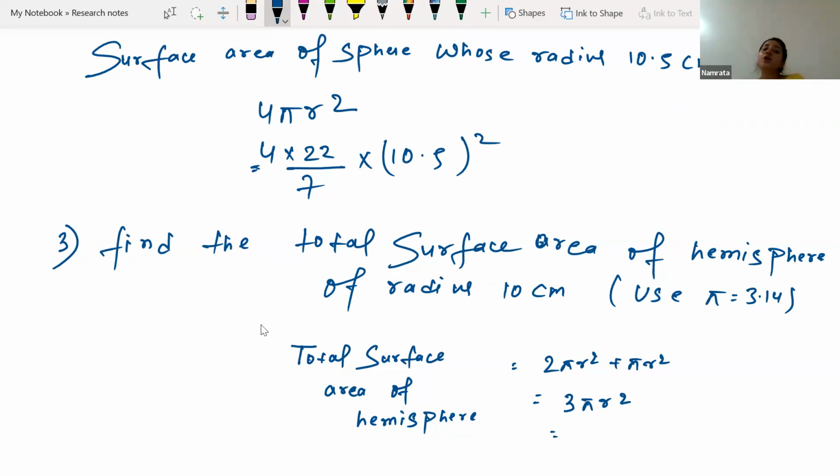If curved surface area would have been asked, then we would have calculated only 2 pi r square for the hemisphere. Is it okay?